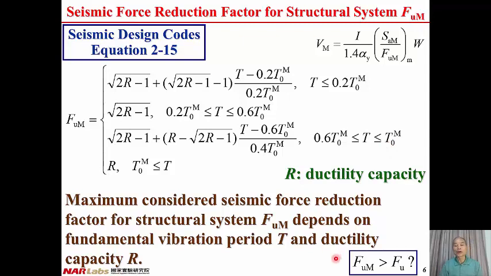And here's the question for all of you. Is FUM always greater than FU? That means, is the maximum considered seismic force reduction factor for structural system due to ductility, FUM, always larger than FU, the design basis seismic force reduction factor for structural system due to ductility? That's my question for all of you.